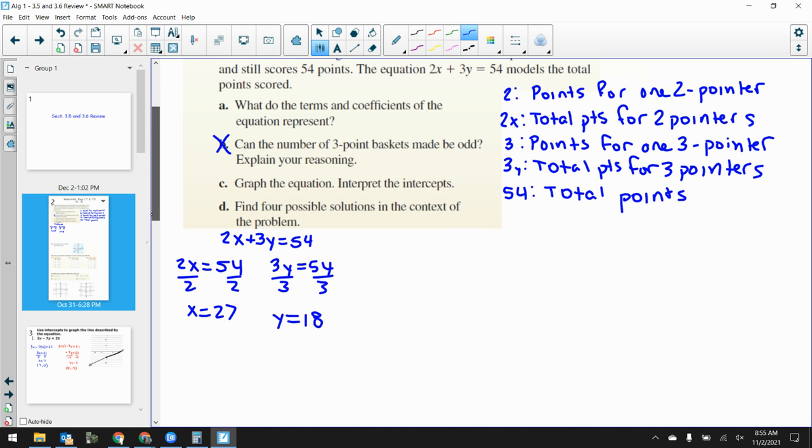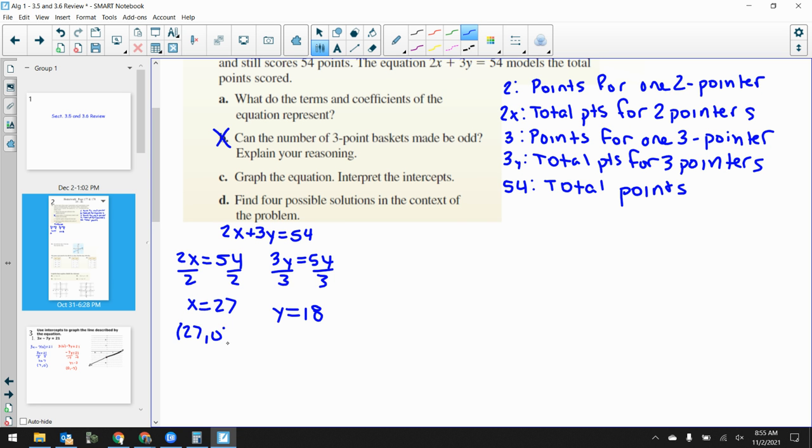Now let's interpret those. 27, 0 and 0, 18. What does 27, 0 actually mean? Very good. He said that perfectly. 27 2-pointers and 0 3-pointers is 54 points. Reference both values. It's the extreme. If I only make 2-pointers, I get 54 points.